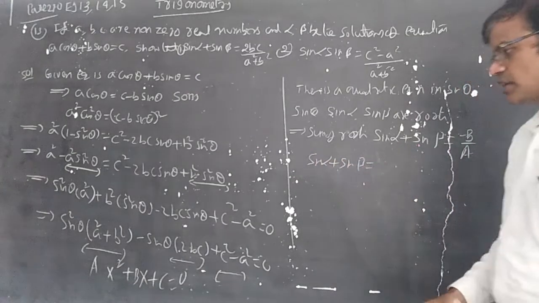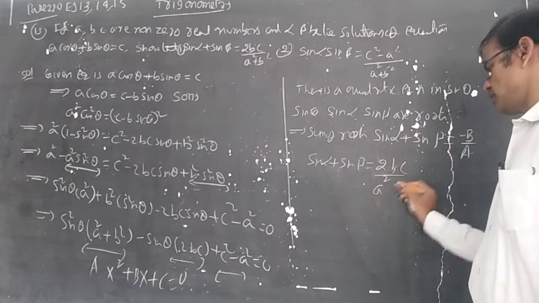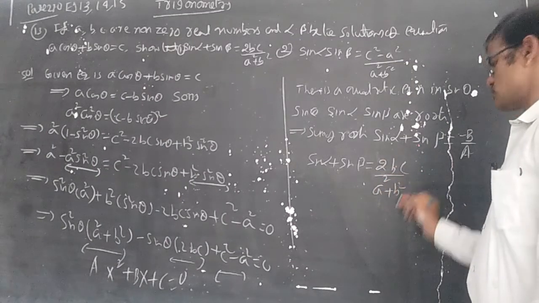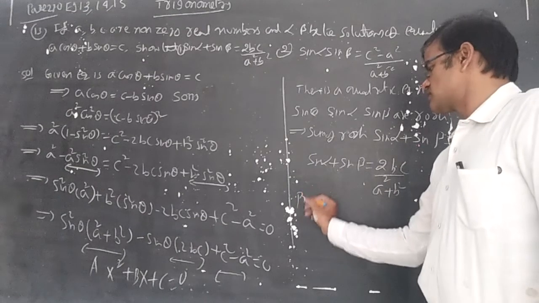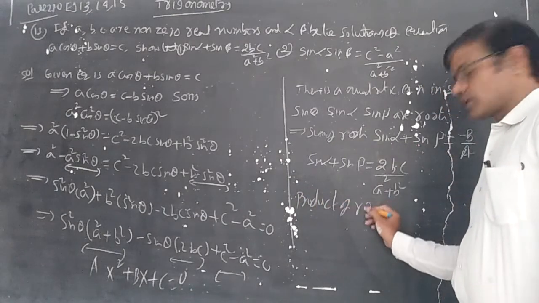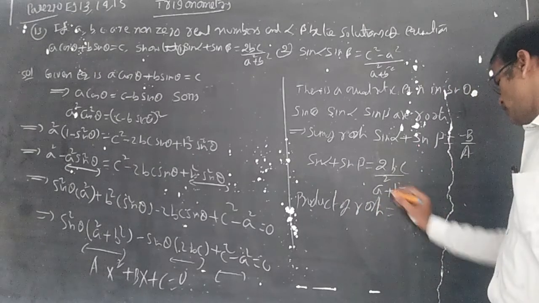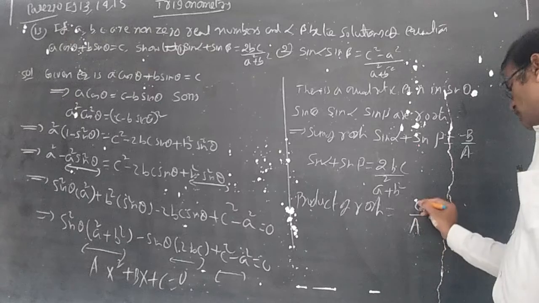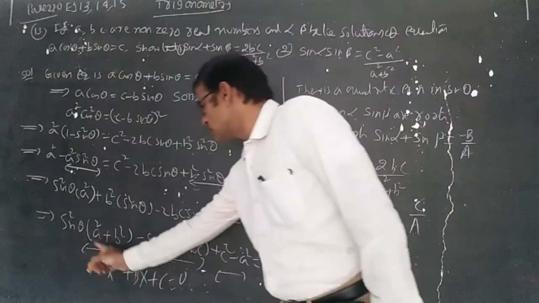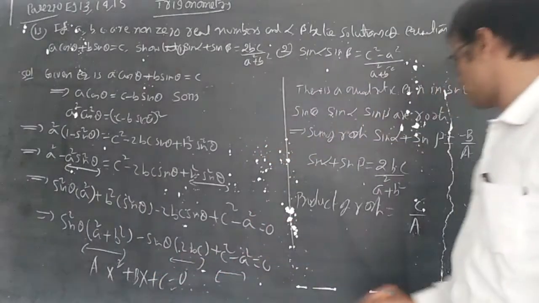Sin alpha plus sin beta is equal to minus b, that means 2bc by a square plus b square. In the next step you write the product of roots. Product of roots is equal to the formula c by a. Capital C by capital A, maybe don't get confused. Here this is capital A and this is capital B, ax square plus bx, this is capital C.